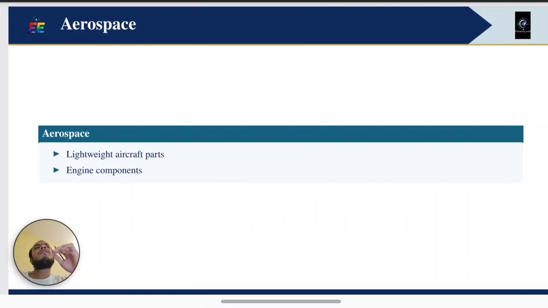Lightweight in the sense that we can't just throw something on it. It will create lightweight as well as maintain strong components. So aircraft parts and engine components can be manufactured efficiently. Okay, so this improves performance and reduces operating cost.